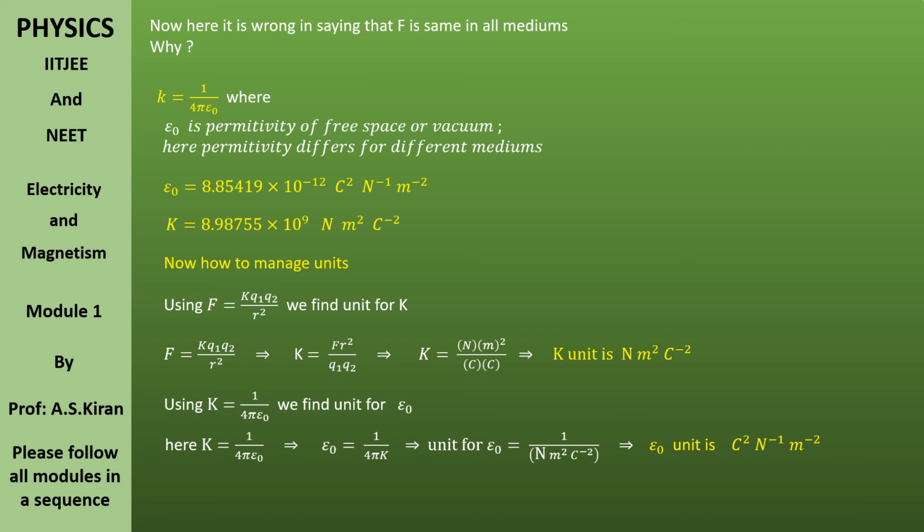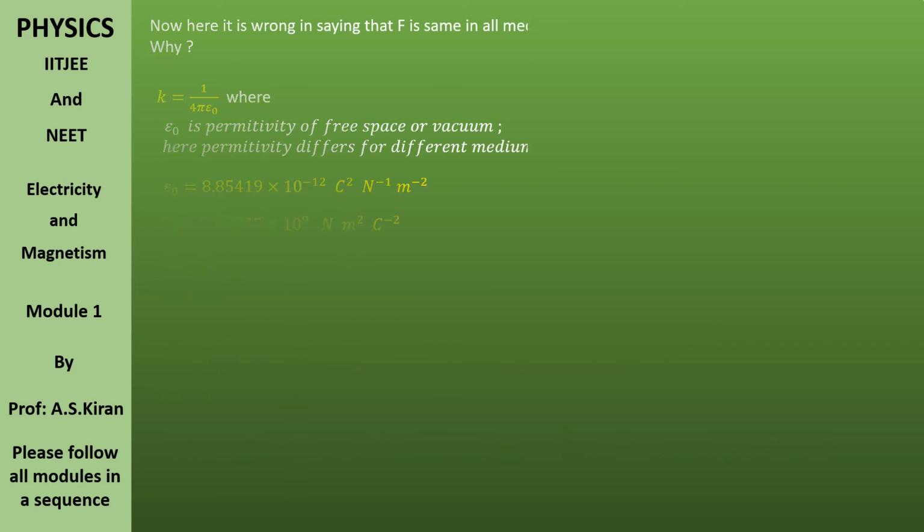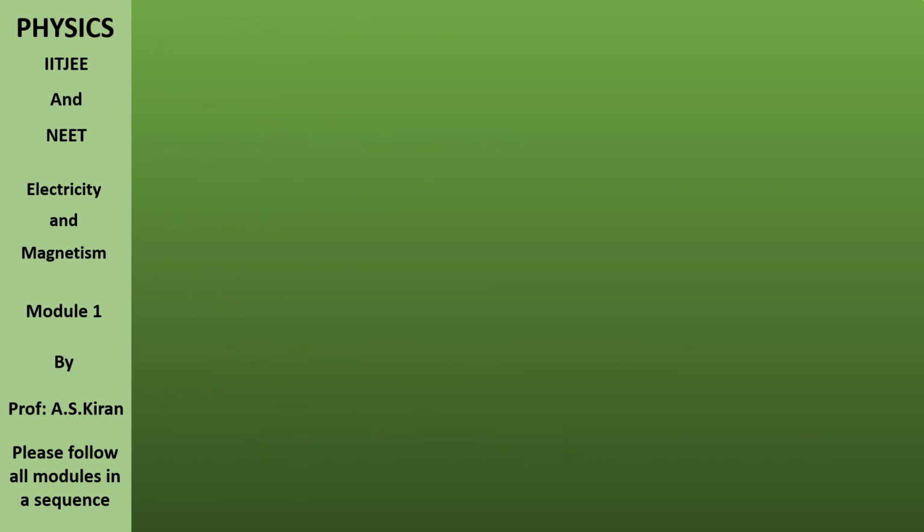Similarly, in the denominator, m square is there. When you bring that m square to the numerator, you will get m power minus 2. Therefore, epsilon naught unit is C square per Newton per meter square.